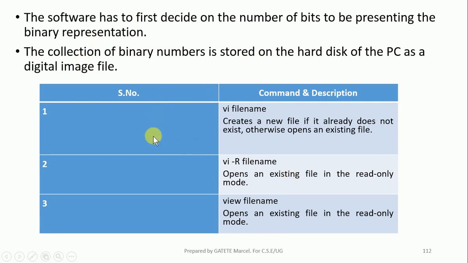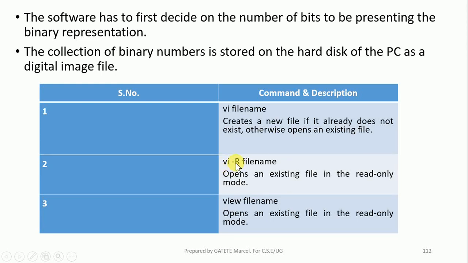So you can see the commands which we can use along with VI. If I type vi filename, it will create a new file. So we type vi, space, filename. If we type this command at the command prompt, it will create a new file if it doesn't exist; if it does exist, it will open it.